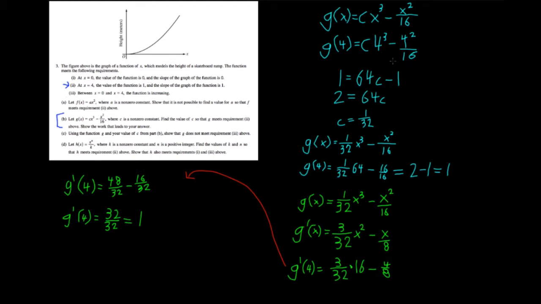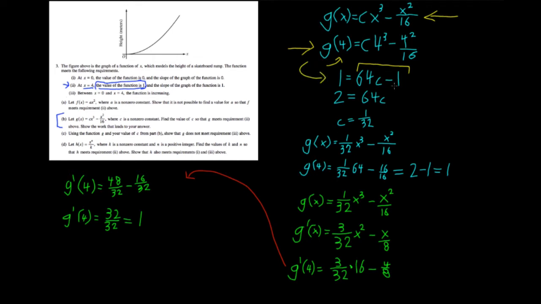So we are going to start by writing g of x up here, and it says at x is equal to 4, the value of the function is 1. So we will plug 4 into g of x. g of 4 is equal to c times 4 cubed minus 4 squared over 16. If we simplify that, we get 64c minus 1, and since the value of the function is 1, this g of 4 is going to be equal to 1.